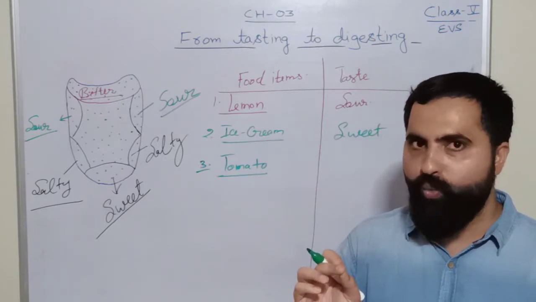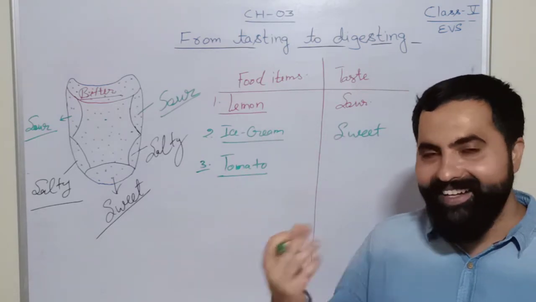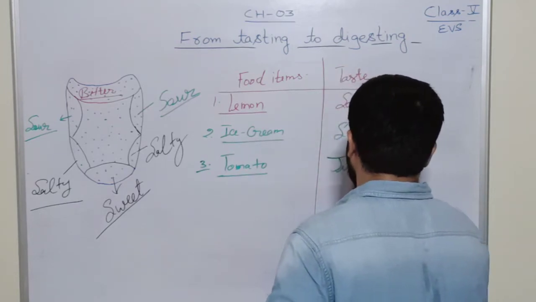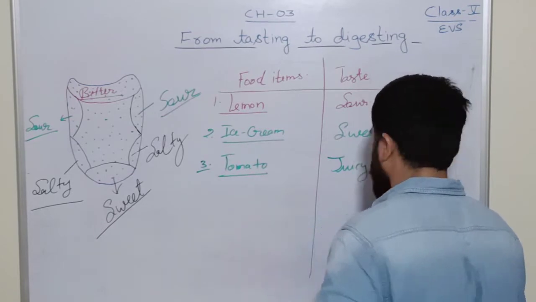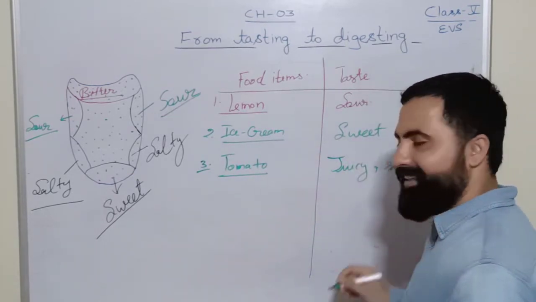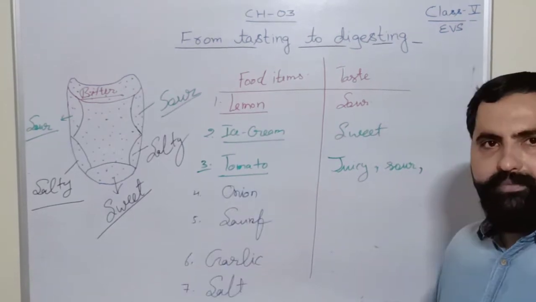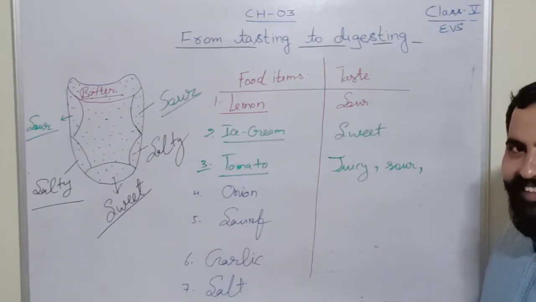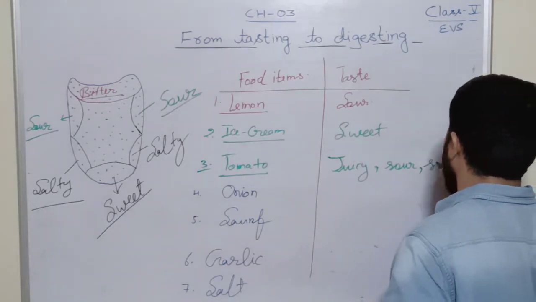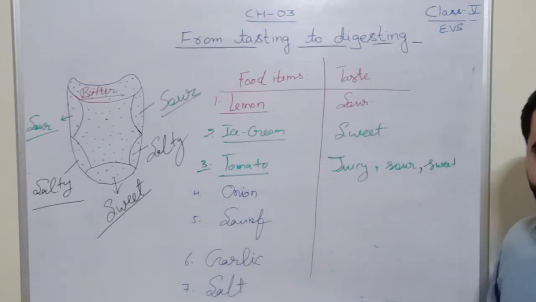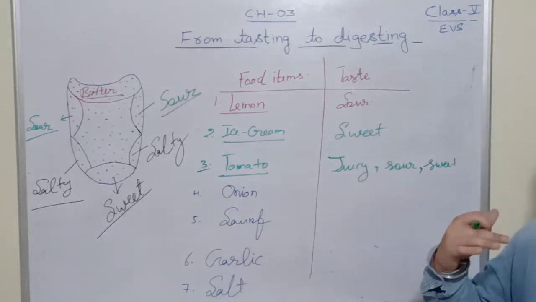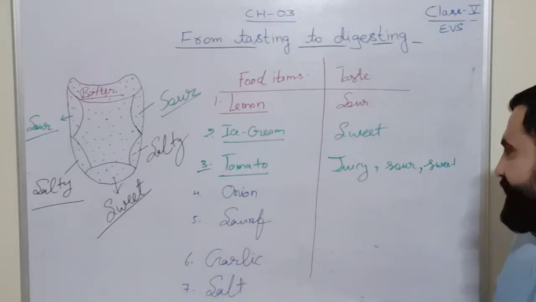No. Then it is juicy, sour, and you are thinking yes, sweet also. So tomato taste is juicy, sour, and some sweetness also in tomato. Now come on, onion. Onion taste is pungent. It has a very sharp smell, that is called pungent.